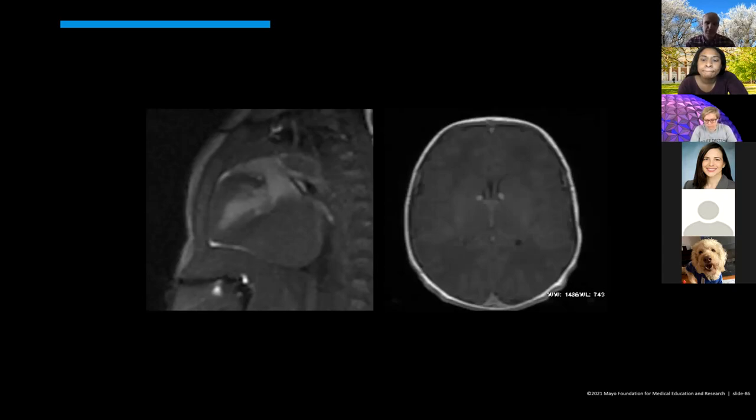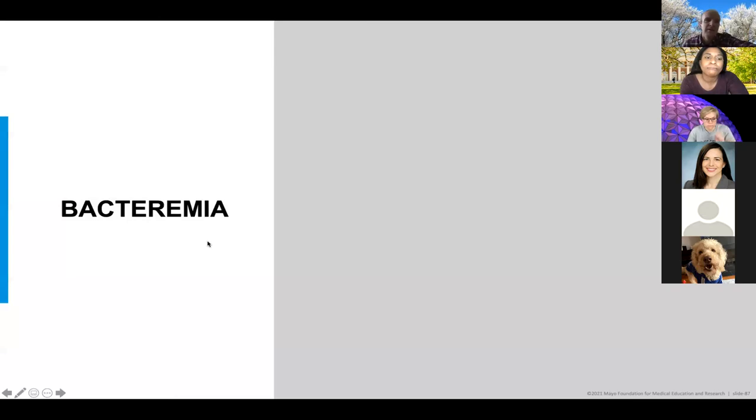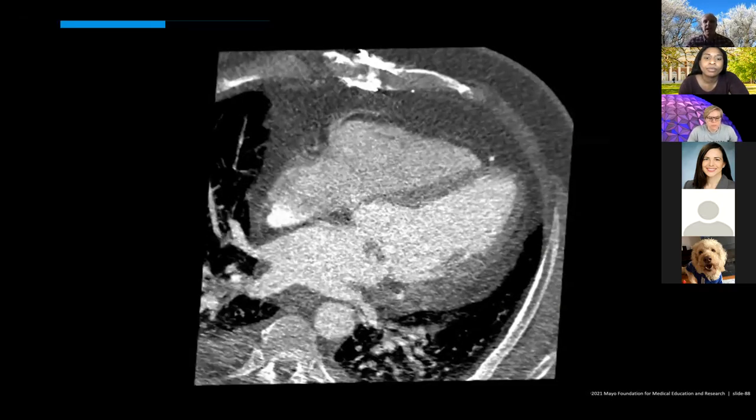And so, is this a rhabdomyoma or is it a fibroma? And the answer is rhabdomyoma in a patient who has tuberous sclerosis. And so you can see the typical features of tuberous sclerosis here in the brain, and these patients often have rhabdomyomas. The next case is a patient with bacteremia.